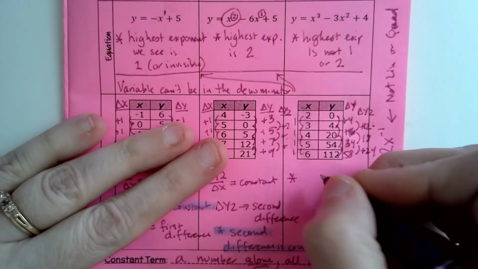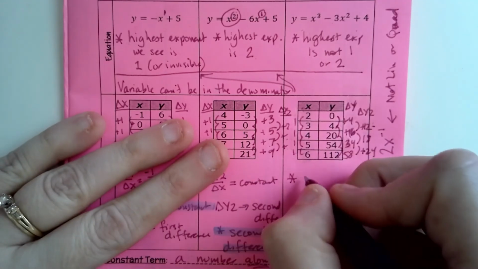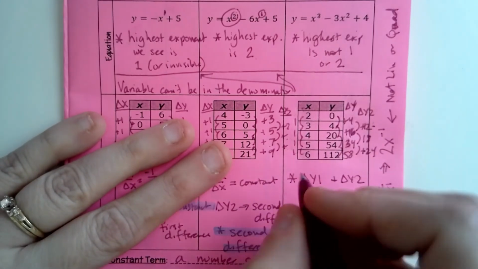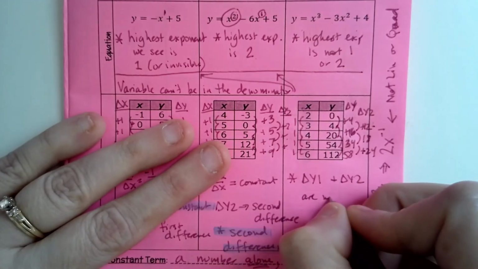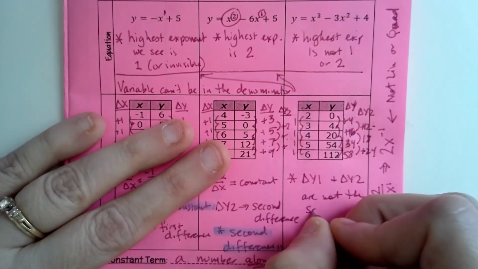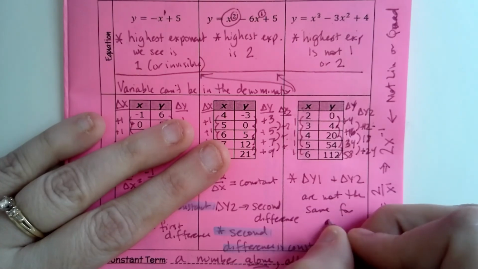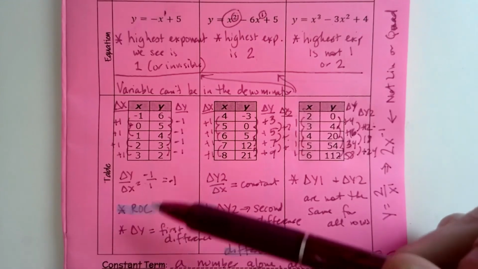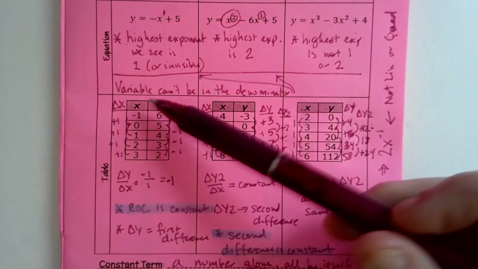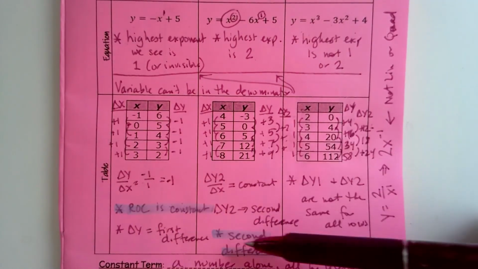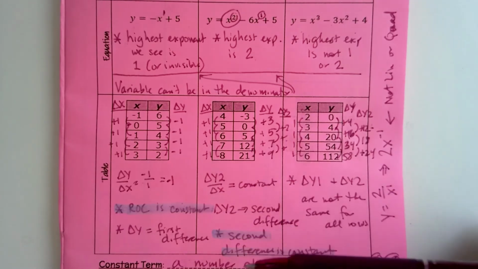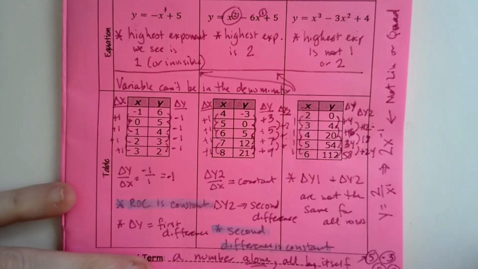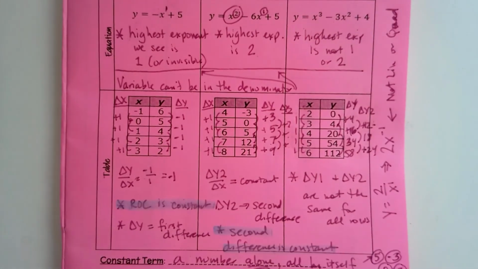So if delta y1 and delta y2 are not the same, then if the rate of change is constant, so delta y over delta x is constant, it's linear. If the second difference over delta x is constant, then it's quadratic. And if it's anything else, it's neither. Okay, you'll try a couple here in a second.